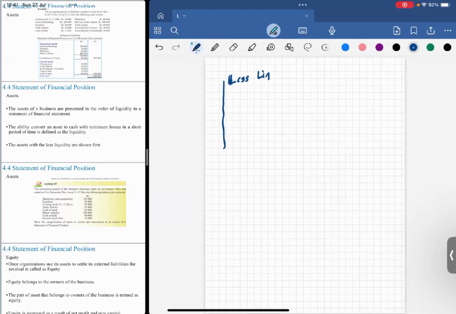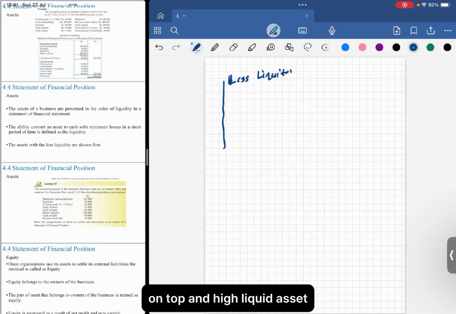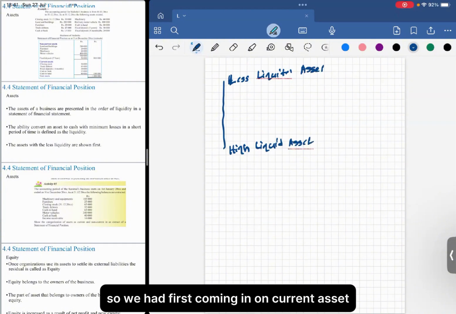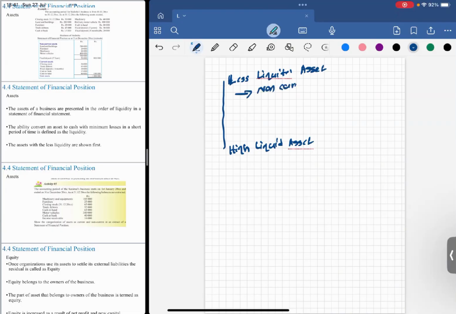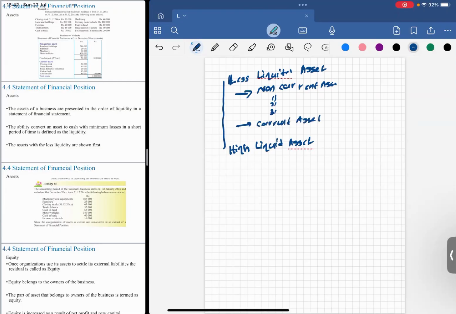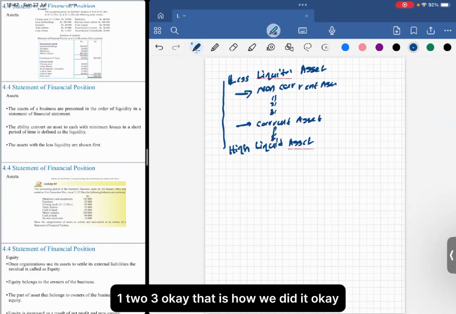Less liquid assets on top and highly liquid assets on the bottom. So first we had non-current assets, 1, 2, 3, and then we had current assets, 1, 2, 3. Okay, that is how we did it.